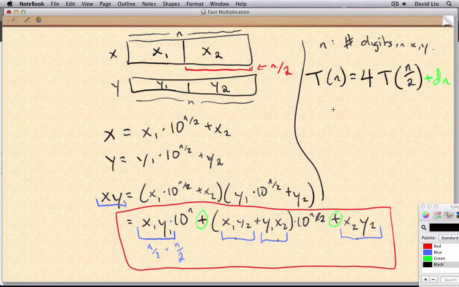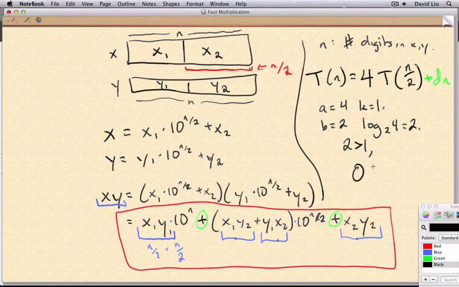Let's analyze this using the master theorem. a is equal to 4, b is equal to 2, k is equal to 1, log base 2 of 4 is equal to 2, and since 2 is bigger than 1, the running time of this is n squared. Oh dear. Remember that the elementary school algorithm we got was an n squared algorithm? So therefore, this divide and conquer approach didn't actually help us at all.